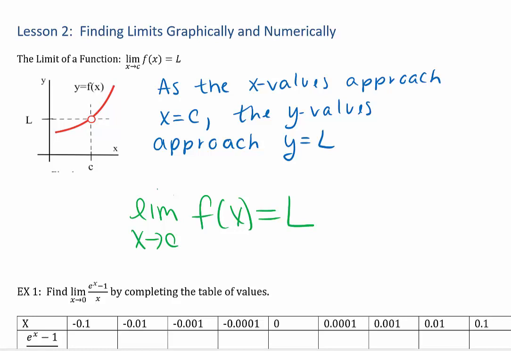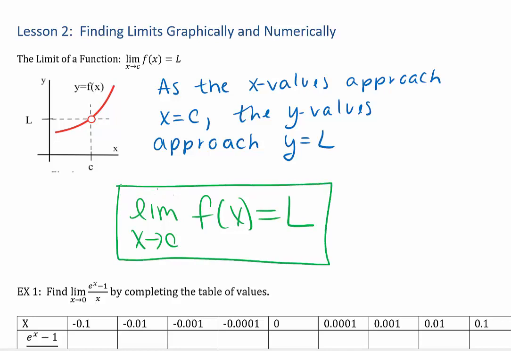Today we're going to be talking about finding limits, and limits really are the language of calculus. So I've got the notation down here in green. I would read this as the limit as x goes to c of f of x equals L. This is basically telling me that if I go to this graph of f of x and I approach x values of c, both from the left and from the right, the y values are approaching L.